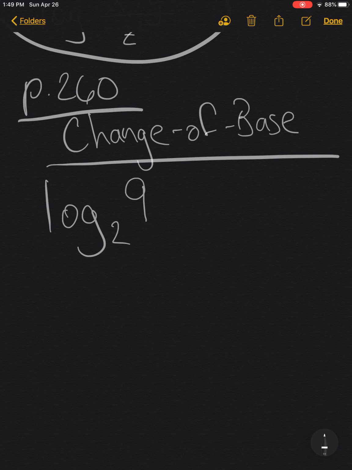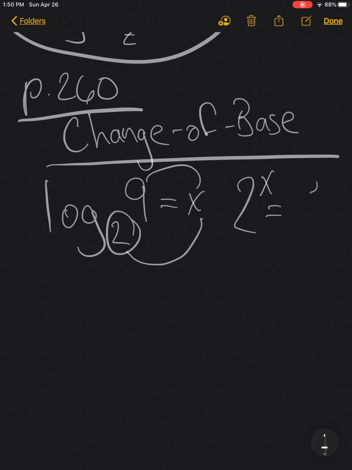The first thing you want to ask yourself is, can I solve this problem? So if we do the snail, 2 to the x power equals 9. Is there a number that if I put it in there, I'll be able to solve it? 2 to the second power is 4, 2 to the third power is 8, 2 to the fourth power is 16.